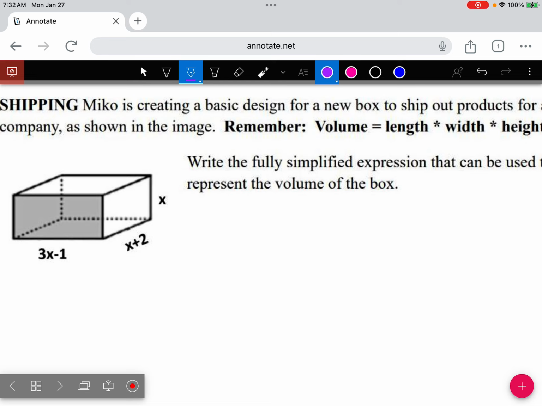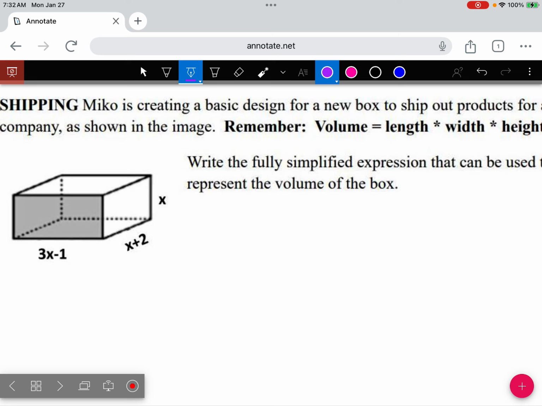All right, so we are asked to figure out the volume of this really random box that she's making that is scalable to the size of her products that she's selling. So she doesn't have actual dimensions. She's got the vibe of dimensions, basically.